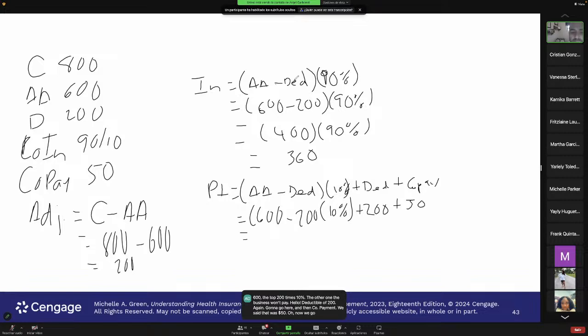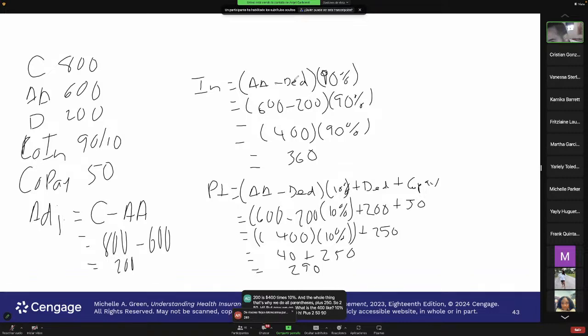So now we go 600 minus 200 is $400 times 10%. And the whole thing, that's why we double parentheses, plus 250, so 250, right? So now we go, what is 10% of 400? So it should be $40 plus 250. So the patient pays $290. And some people put it there. Perfect. Excellent. 290.